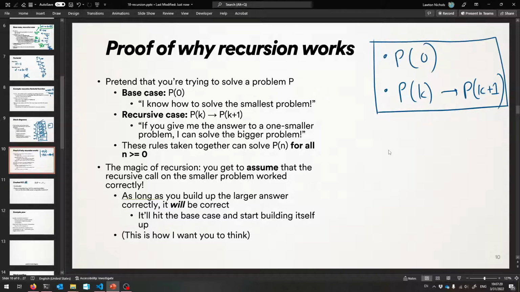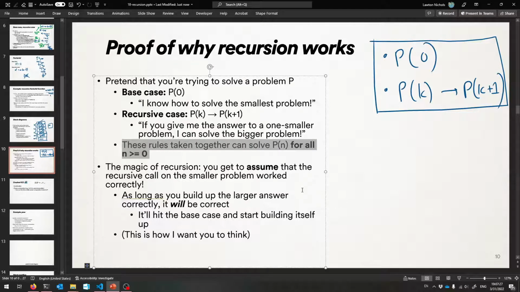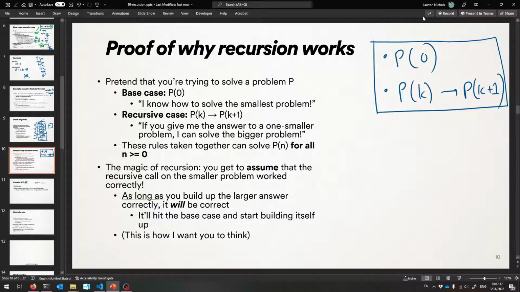You have these two cases. You know how to solve the base case and the recursive case. And those two rules combined can solve P of n for every n greater than or equal to 0. And I'm going to try and show you why. Okay, so here's what's happening. You immediately know the answer to P of 0, right? So you can just be like, I know P of 0. That's what the base case tells me. But then, how do I solve bigger versions of this problem, P of 1, P of 2, P of 3? I can then start using the recursive rule.